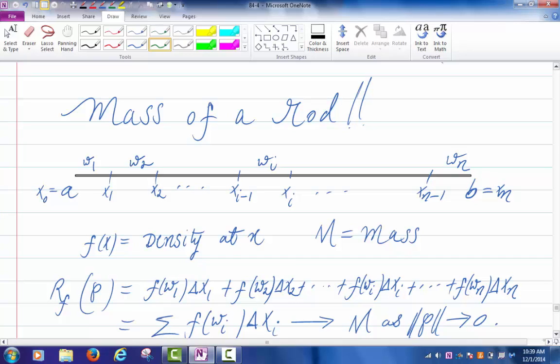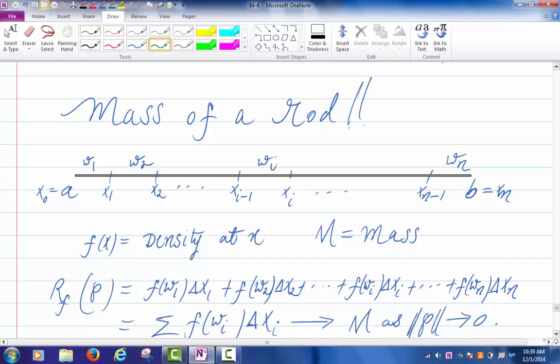What is density? Remember, the definition of density is mass per unit length in this case. But when you're talking about another object, maybe you're talking about mass per unit of volume, mass per unit area, depending on what type of object you have. So in this case, density means mass per unit length. Okay. So when you multiply f of W1, that's the density, mass per unit length, by the length of that part, you get the total mass of that part.